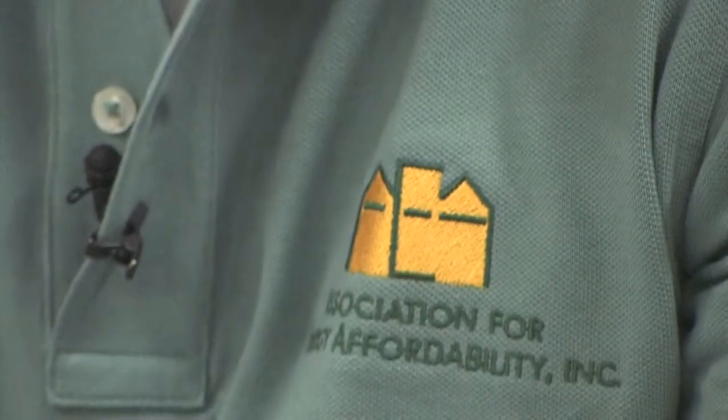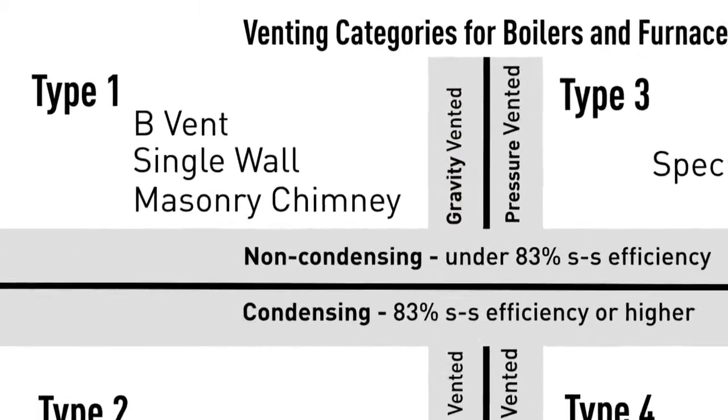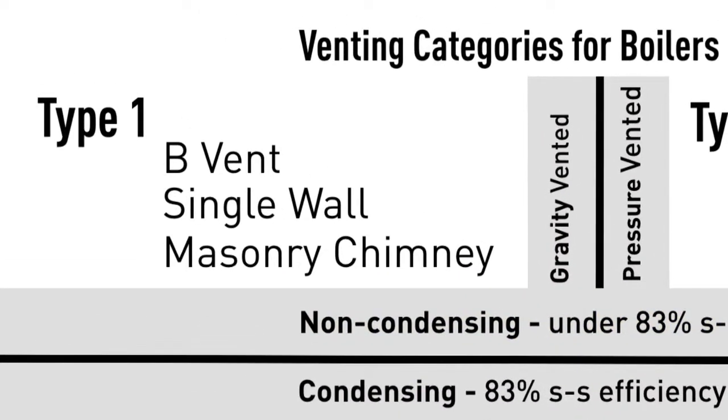Well, the first thing we want to do is identify what type of system we have in terms of the venting categories. There are 4 different venting categories, 1, 2, 3, and 4, but they're designed to explain what's happening inside the flue pipe. Category 1 will be negative pressure inside the flue pipe and non-condensing. Non-condensing means that the flue gases inside the flue pipe are not turning back to water, at least they're not supposed to.